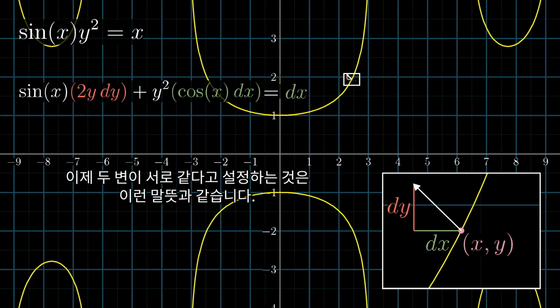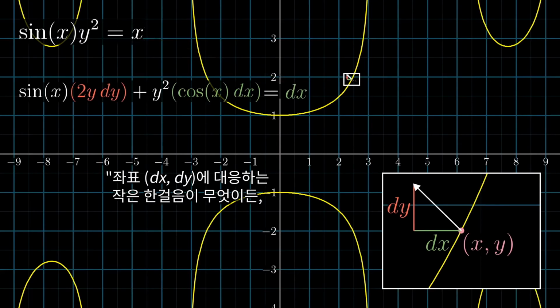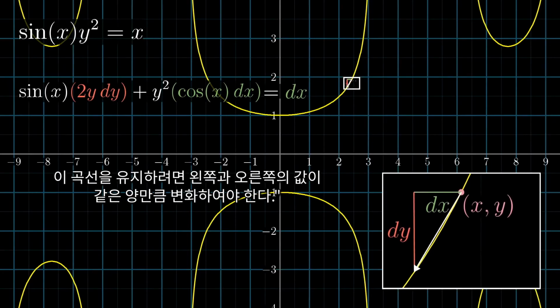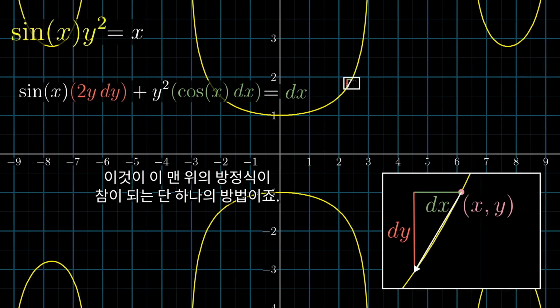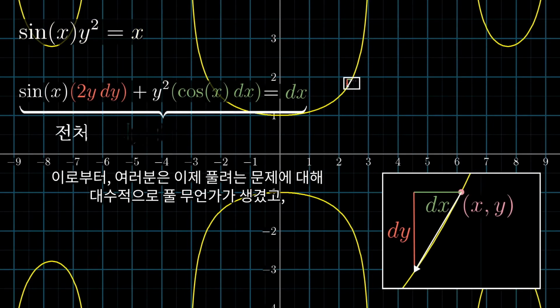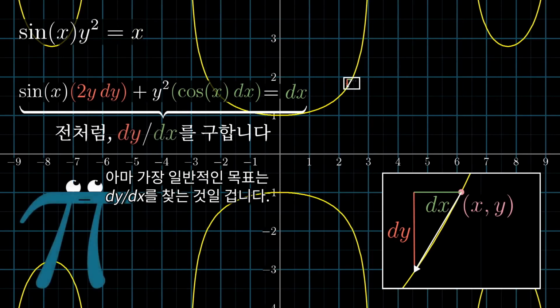Now setting these two sides equal to each other is a way of saying, whatever your tiny step with coordinates dx and dy is, if it's going to keep us on the curve, the values of both the left-hand side and the right-hand side must change by the same amount. That's the only way that this top equation can remain true. From there, depending on what problem you're trying to solve, you have something to work with algebraically. And maybe the most common goal is to try to figure out what dy divided by dx is.